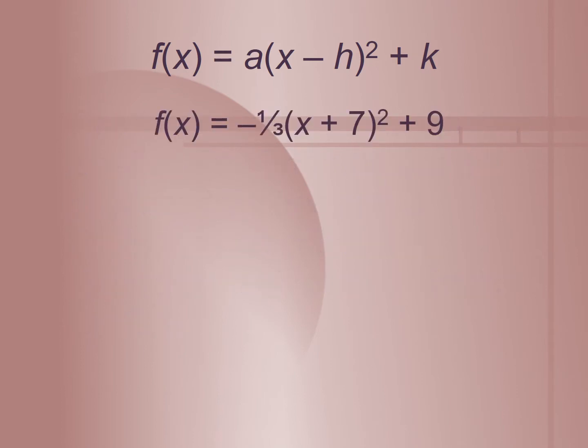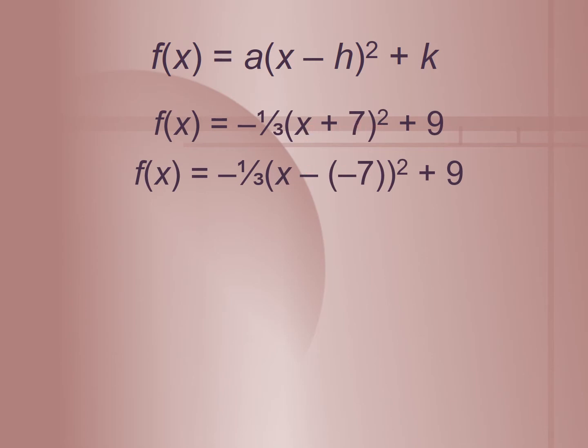So if we have this f of x equals negative 1/3 (x plus 7) squared plus 9, you'll notice that it's x plus 7, but remember the h has to be subtracted. So we have to manipulate x plus 7 so that way it is a subtraction problem. Remember, subtraction can be defined as addition. Subtraction is adding the opposite. So I can rewrite x plus 7 as x minus negative 7, and it's still the same expression.